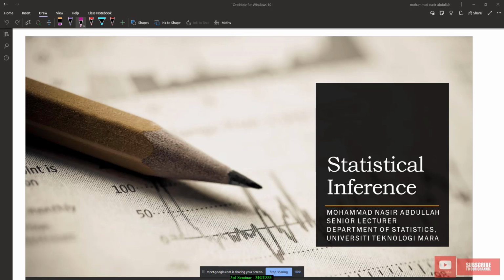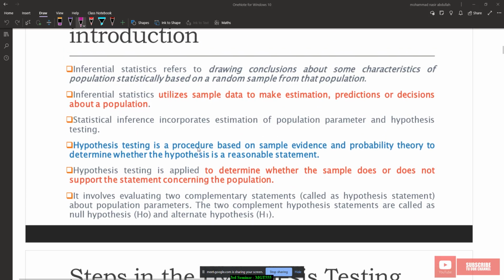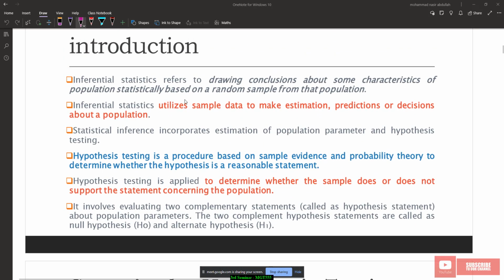Right, chapter number 5, statistical inference. So, as an introduction, inferential statistics refers to drawing conclusions about some characteristic of the population. Remember, we already went through the definition of statistics last lecture, and we know that there are two types of statistics. The first type is descriptive statistics.